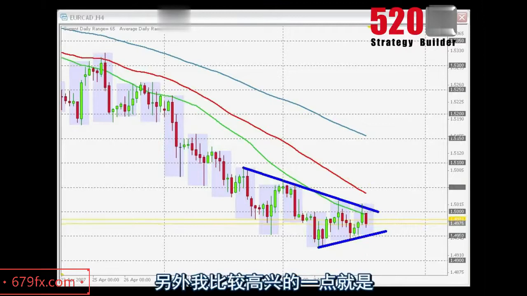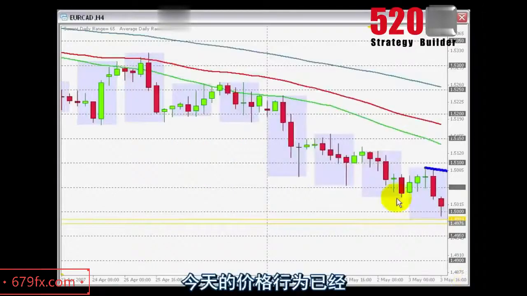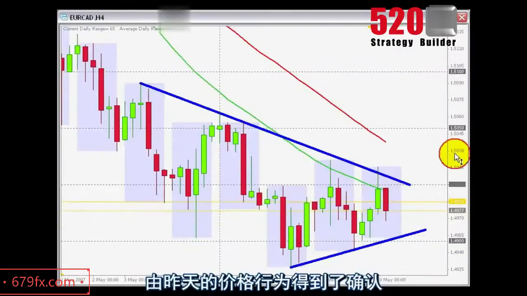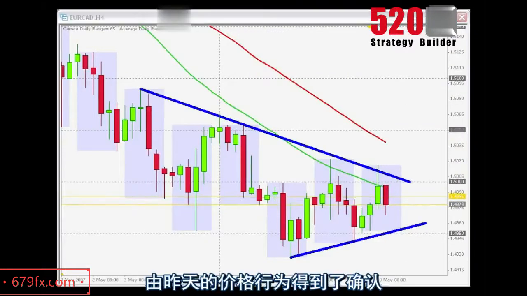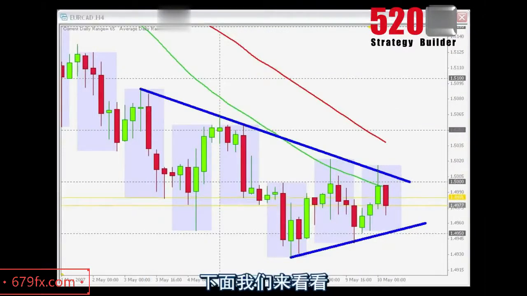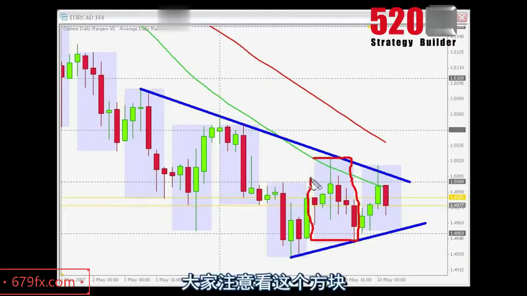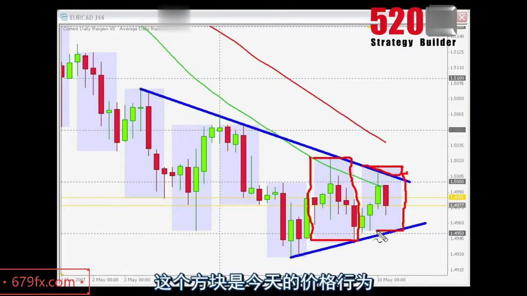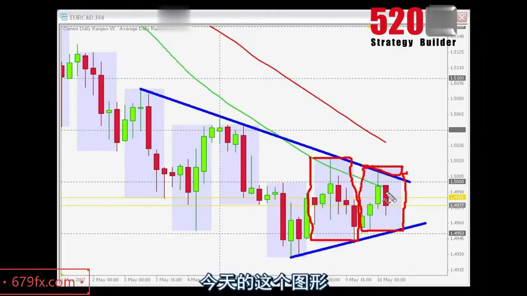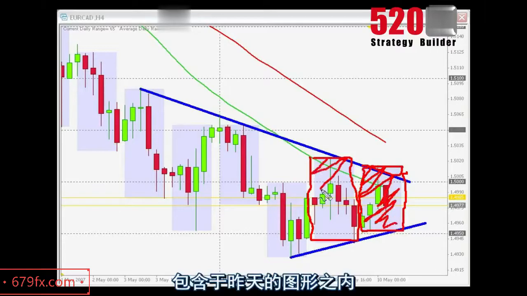Also, what I like is that today's price action has been confined by yesterday's price action. Let's have a look. You see this light purple square right here, blue square, whatever color that is. That's yesterday's price action. This square right here is today's price action. So as you can see, what happened today has been confined within yesterday's range.